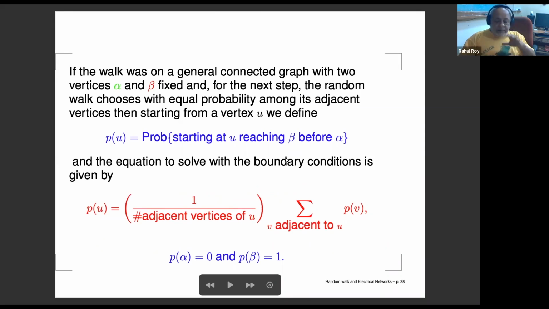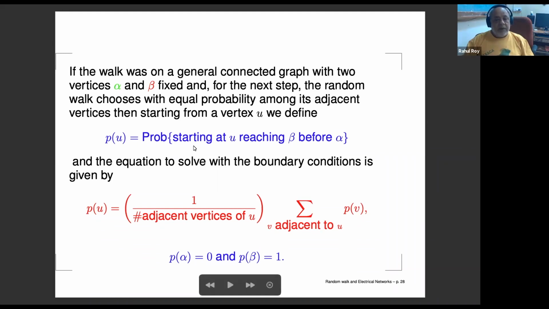There's nothing special about walking on a line. In general, you can do this on a connected graph. On a connected graph, you pick out two vertices, call one alpha and one beta. So alpha can represent the bar and beta can represent home. Earlier, alpha was 0 and beta was n on the line. And for the next step, the random walk chooses with equal probability among its adjacent vertices. So if there are 3 adjacent vertices, it takes a step with 1/3 probability to any one of them. And then again, we have the same probability.